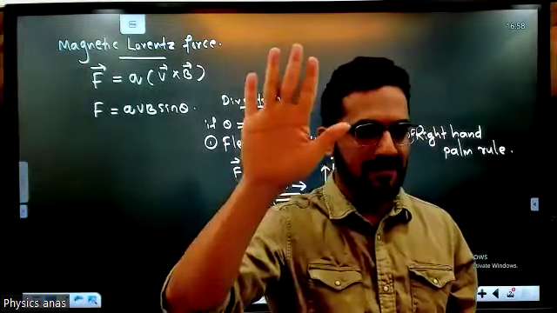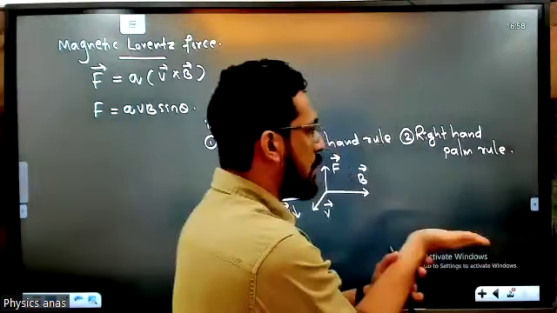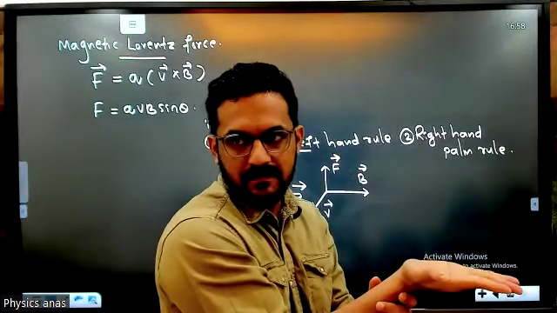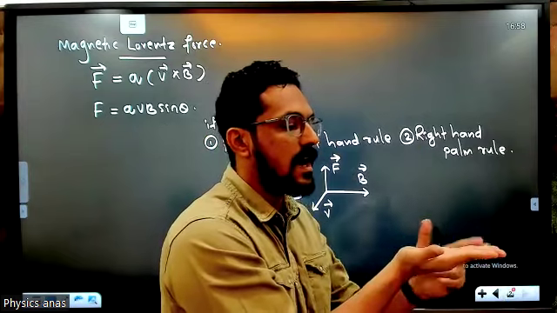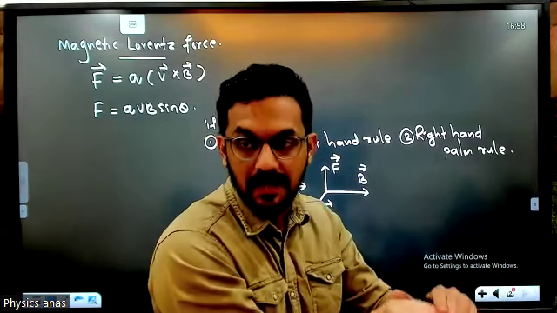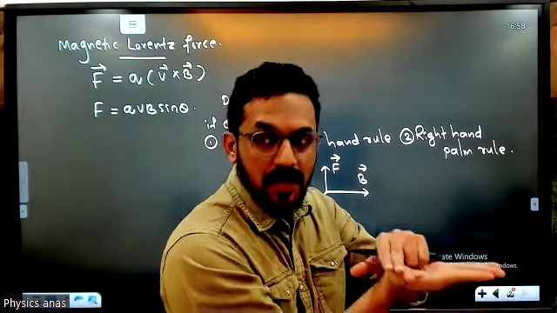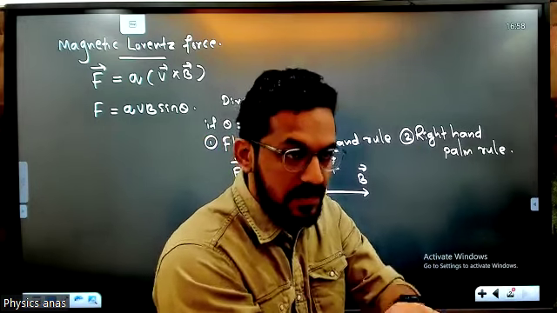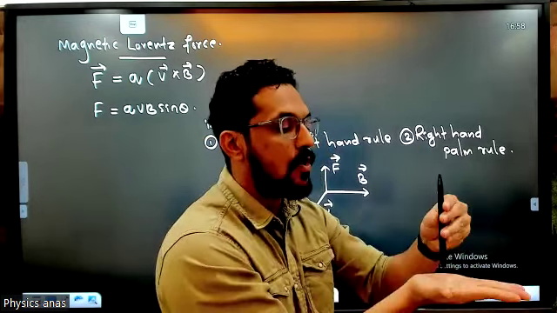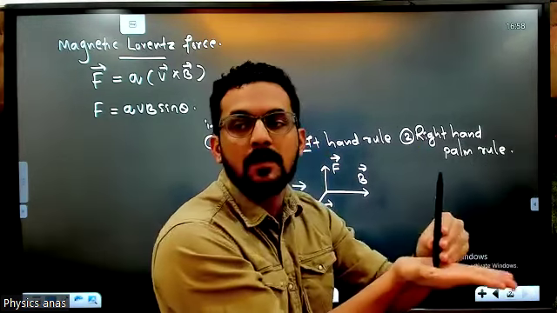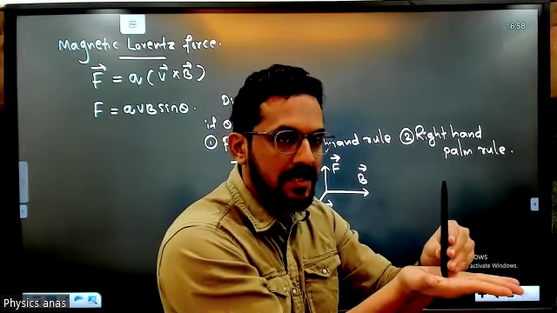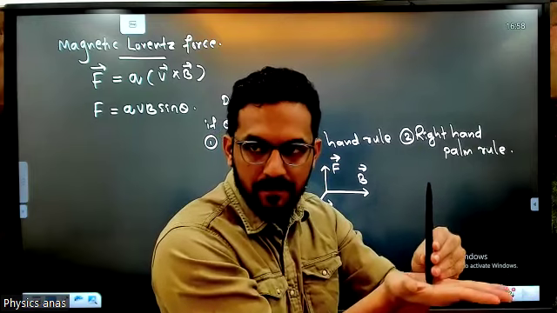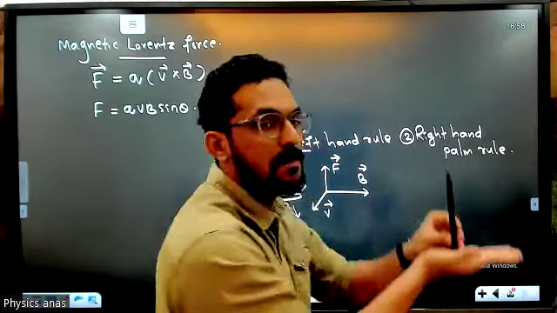Okay, what is this right hand palm rule? This is our right hand. If you are stretching your palm just like this, the four fingers are showing the direction of magnetic field, then the thumb will be showing the direction of velocity, then force will be acting perpendicular to your palm. That is the right hand palm rule.